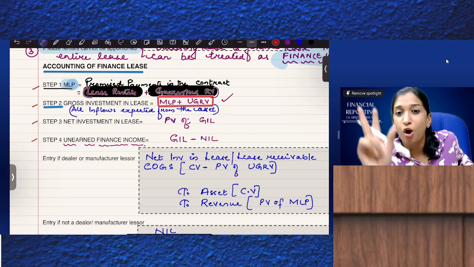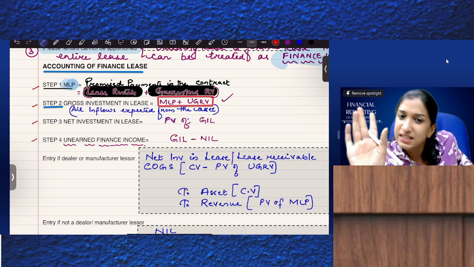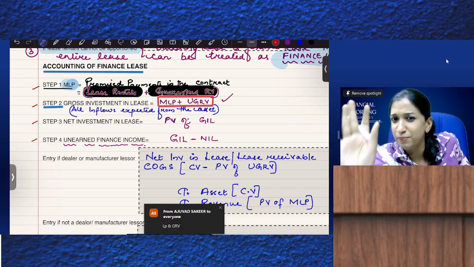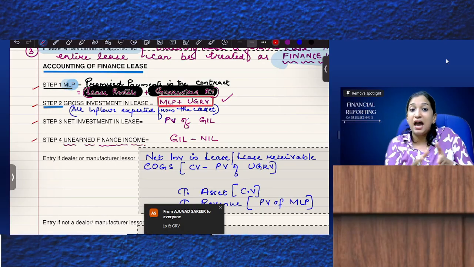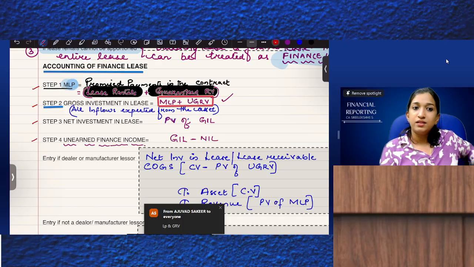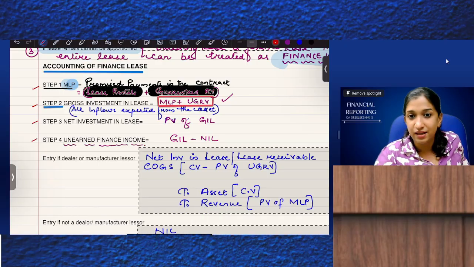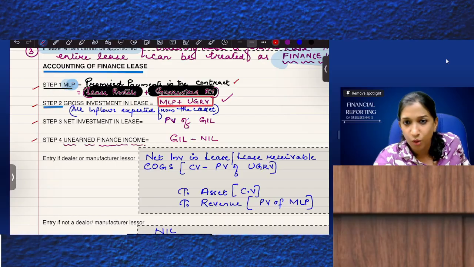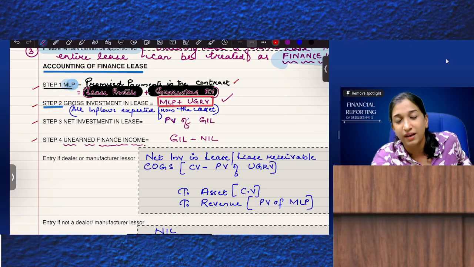Only two promised payments are there. One is lease rentals. The other one is guaranteed residual value. The name itself is guaranteed residual value, which means we have guaranteed. So lease rentals and guaranteed residual values are guaranteed, therefore these are the promised payments in a contract. That is what is called MLP, minimum lease payments. Minimum you need to pay that payment because it's already there in the contract.